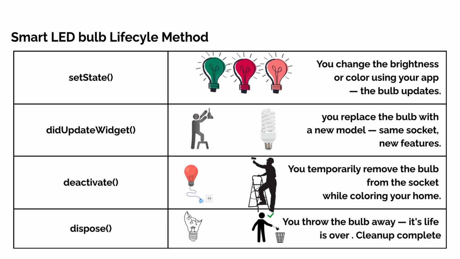You temporarily remove the bulb as you are painting your home. You don't want the bulb to get dirty. So you unplug it and you keep it somewhere. You may reinsert that bulb whenever needed. The last method that gets called is dispose. You throw the bulb away as its life is over. It is not useful. So it's cleanup complete. You are not going to use that bulb anywhere.